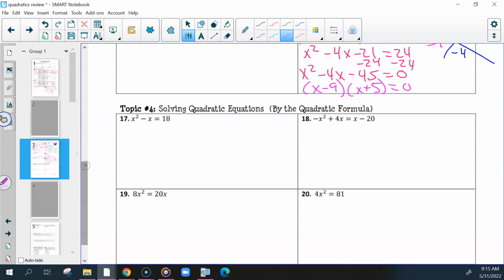Set them both equal to 0. So basically, all you're doing is making the equation equal to 0 and then solving it from there. We're factoring and then solving. Okay, what would our two solutions be? Negative 5 and 9, yes.